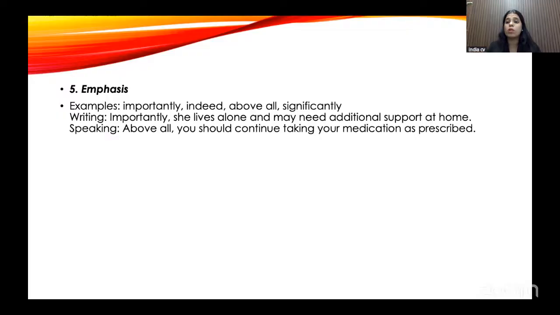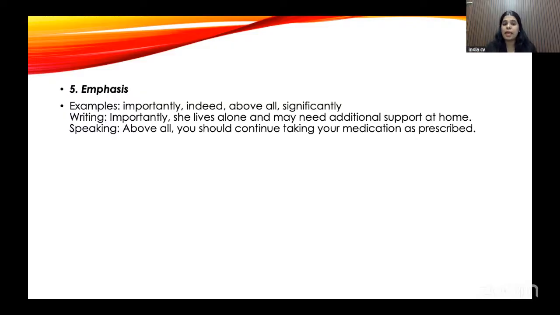Next one, we want to show emphasis that is taking place. Now, emphasis means we want to highlight certain information. So, importantly, indeed, above all, significantly. So, here, if I want to say most importantly, I wrote everything about a patient, but I want to mention that she's living alone and she may need additional support at home.